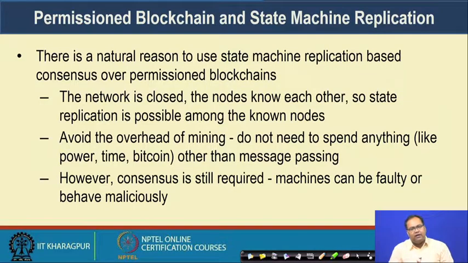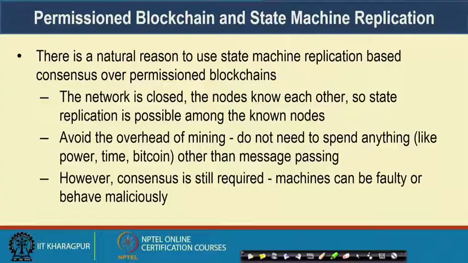So, there are certain natural reasons to use state machine based consensus algorithms over permissioned blockchain. The first reason is that the network is closed. When the network is closed, every individual node knows each other. So, state replication is possible among the known nodes. If you know who your peers are, you can always replicate your state machine with the current state to your peers.